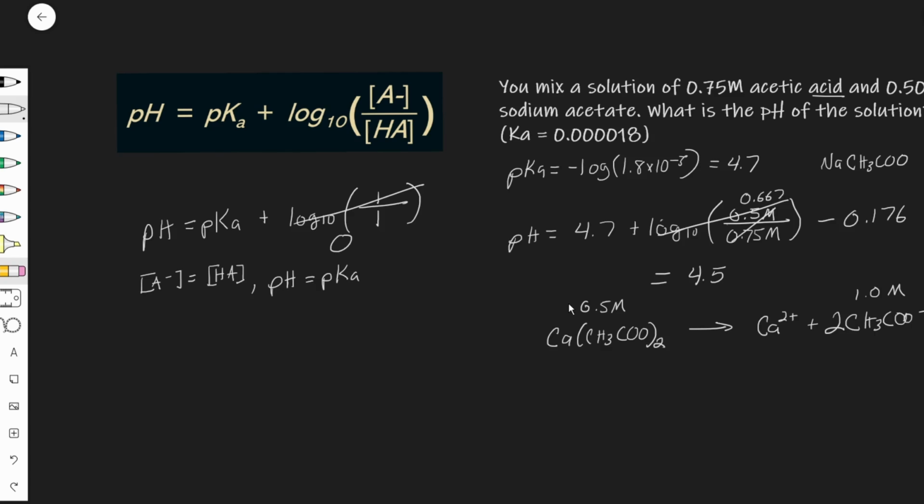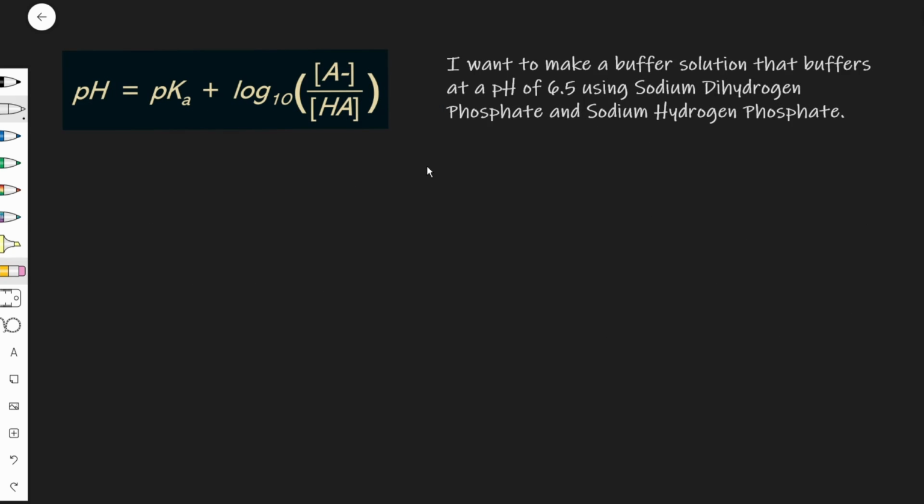If you're given the sodium acetate or calcium acetate or potassium acetate, something like that, make sure you understand when it dissociates how many moles of your actual acid salt that you have. And that should be fairly straightforward. All right, let's go ahead and do another one of these problems. And this is one that you would possibly see in a real world situation.